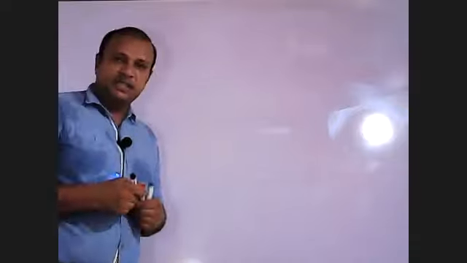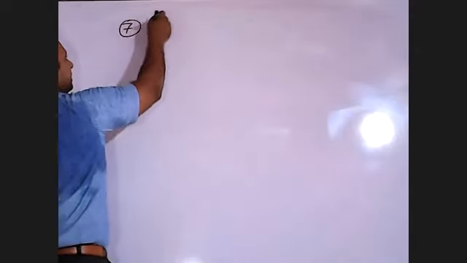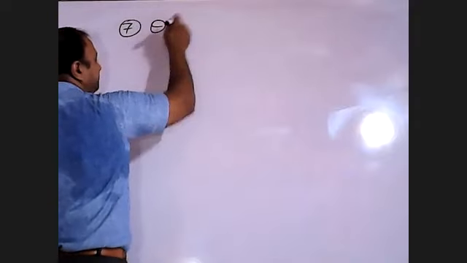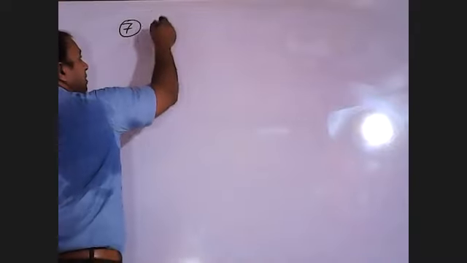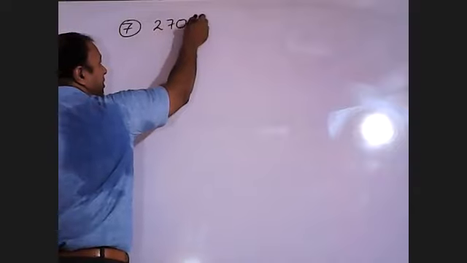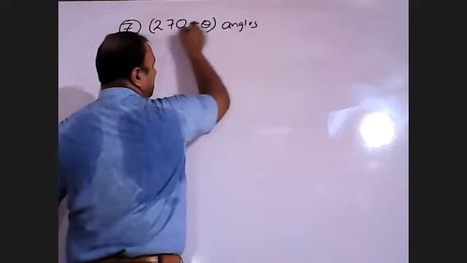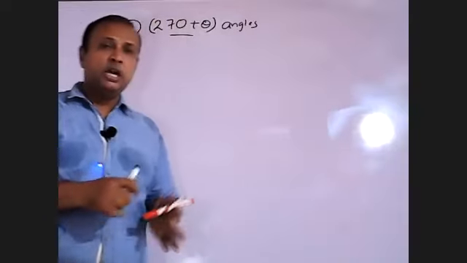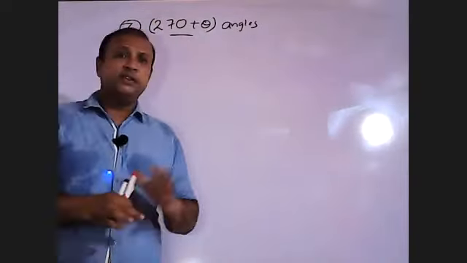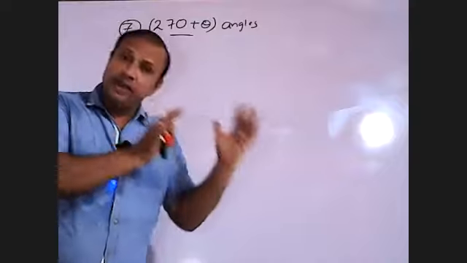Okay. Number 7. Now I'm continuing from last week. Number 7 is 270 plus theta angles. Now we can use the same procedure to determine the relationship between the trigonometric ratios of 270 plus theta and the trigonometric ratios of theta.